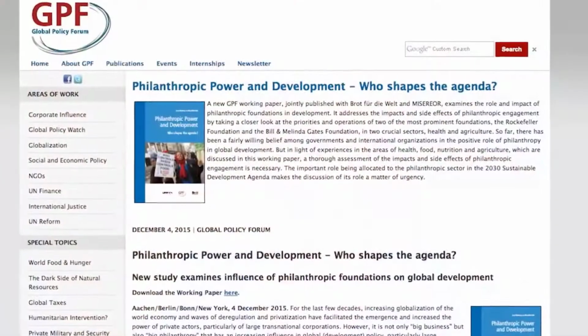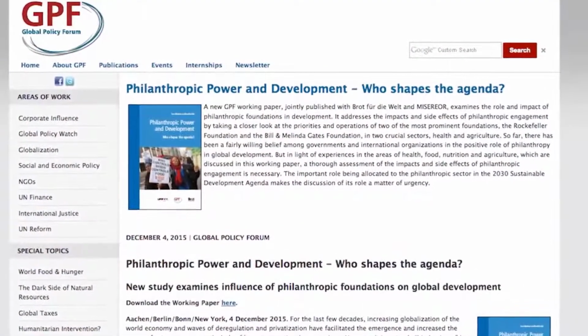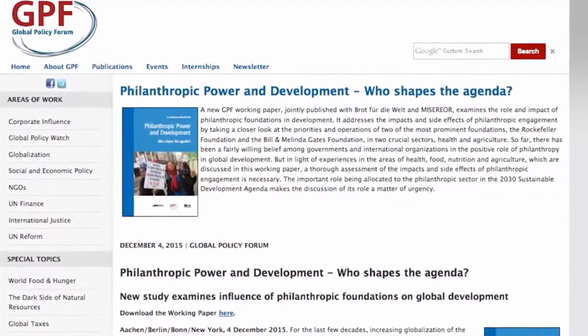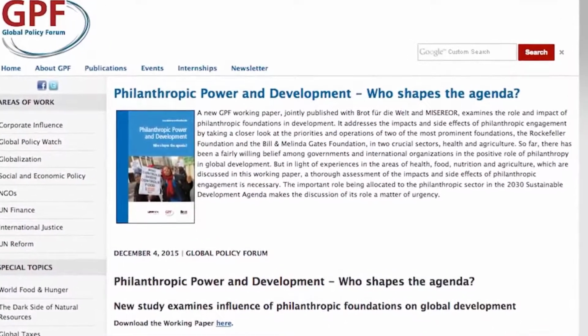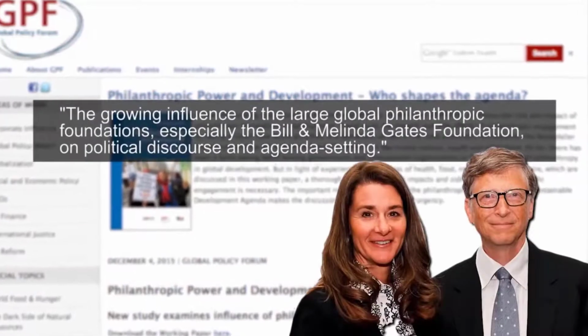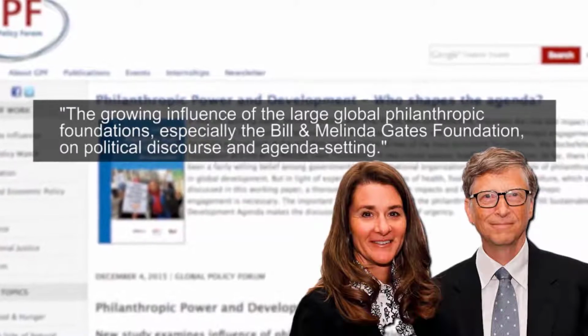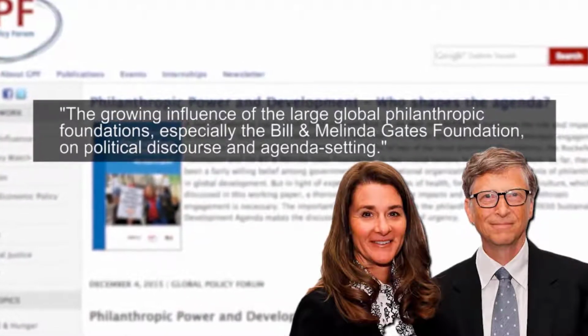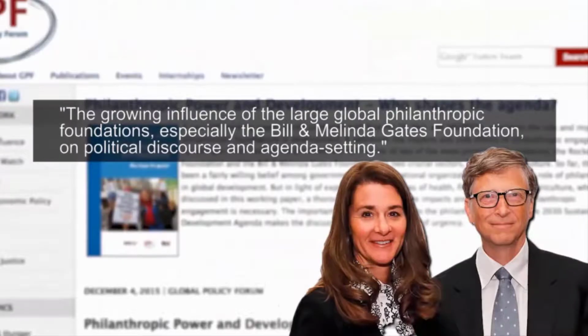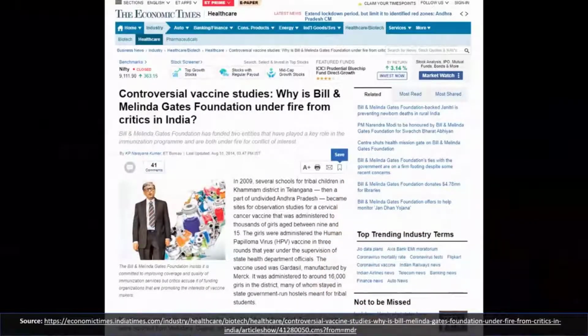There were questions about the Gates Foundation's ties with pharmaceutical companies and the possible influence this may have had on the country's vaccination strategy. Global Policy Forum raised some of these concerns in a study from December 2015 called Philanthropic Power and Development, Who Shapes the Agenda? It cautioned on the growing influence, whether sought or unsought, of the large global philanthropic foundations, especially the Bill and Melinda Gates Foundation, on political discourse and agenda setting. Controversial vaccine studies. Why is Bill and Melinda Gates Foundation under fire from critics in India? This is the Economic Times.